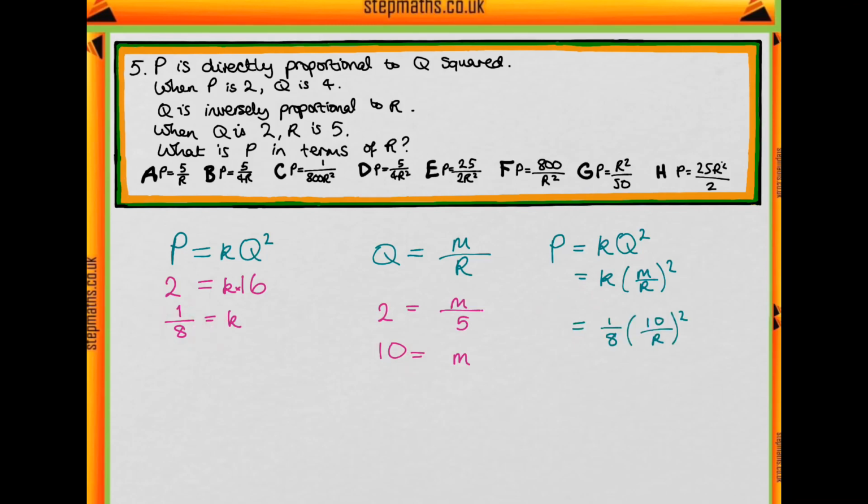So let's do that now. We put in an eighth and we put in 10. And this 10 is squared, so we will get 100 divided by 8 R squared. So if we just cancel that down, we divide by 4 to get 25 over 2R squared. And we get our answer of E.